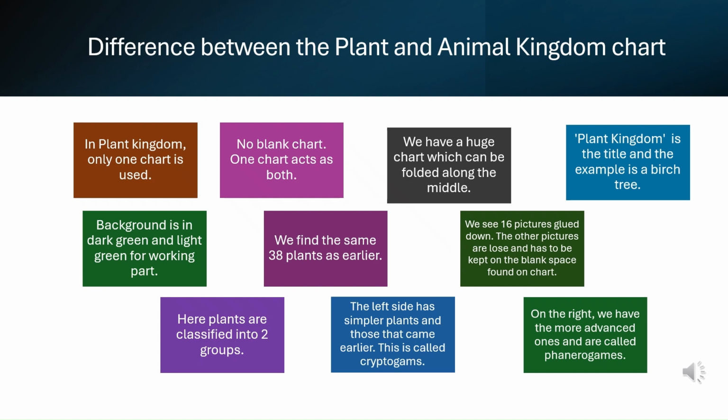We find the same 38 plants as earlier. We see 16 pictures glued down. The other pictures are loose and have to be kept on the blank space found on the chart. Here, plants are classified into two groups. The left side has simpler plants and those that came earlier. This is called cryptogams. On the right, we have the more advanced ones and are called phanerogams.